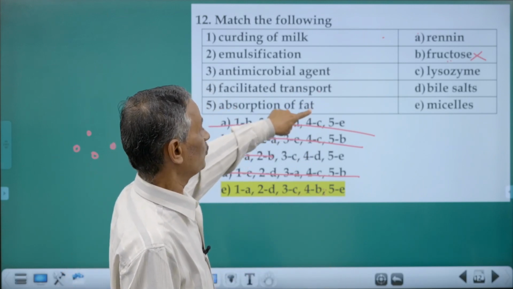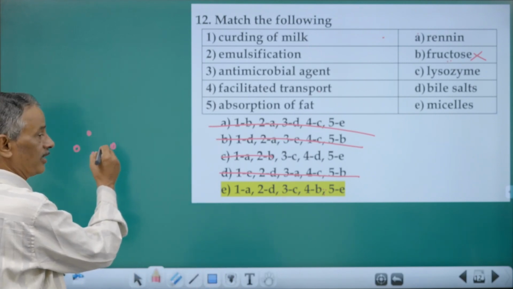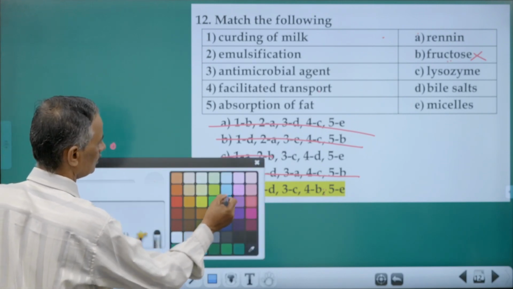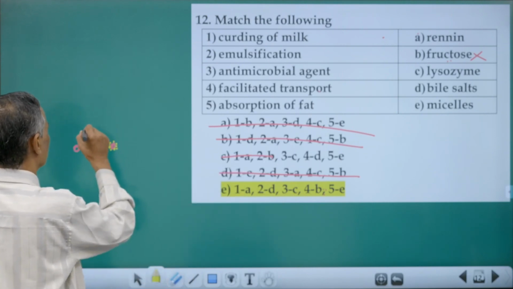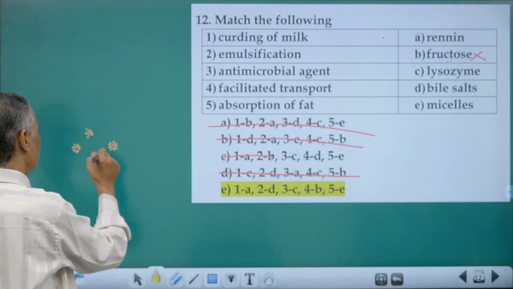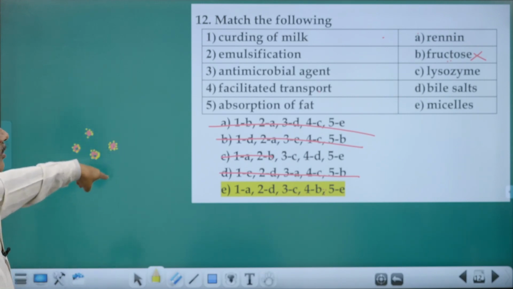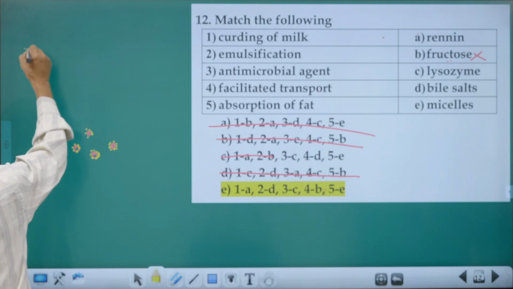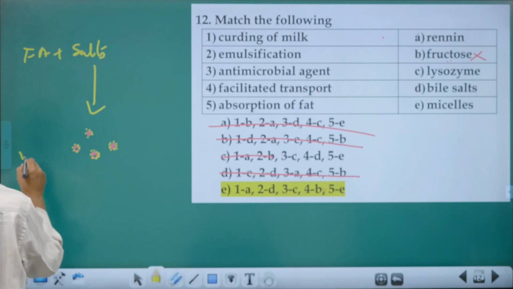Okay, and absorption of fat. How is fat absorbed? In the form of micelles. What is a micelle? After emulsification, the tiny droplets of fatty acids are given a coating. They are covered with a coating of bile salts. It is with the help of the bile salts that the fatty acids are broken down into tiny droplets, and thus it forms a coating around them. That is what is called a micelle. Micelles are very small. So, what is a micelle? Fatty acid plus bile salts. They form micelles.